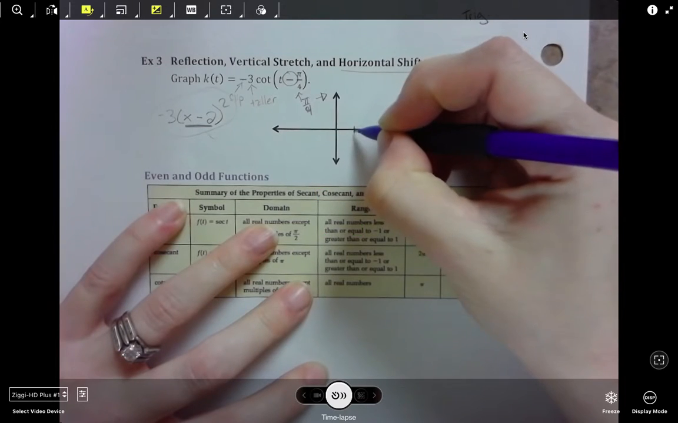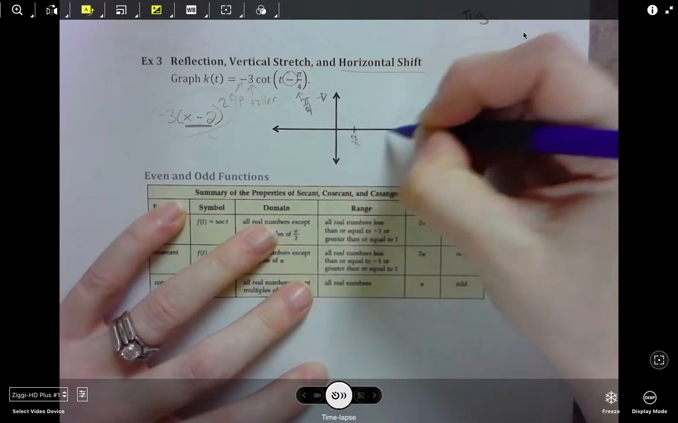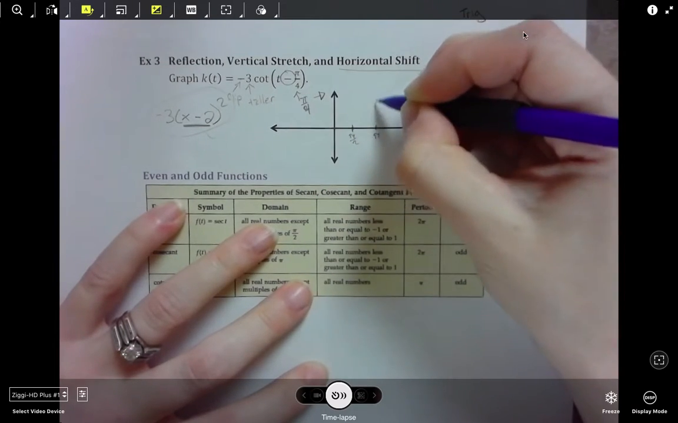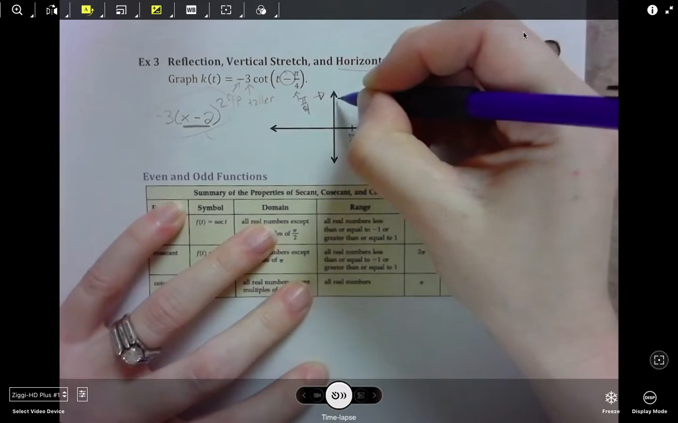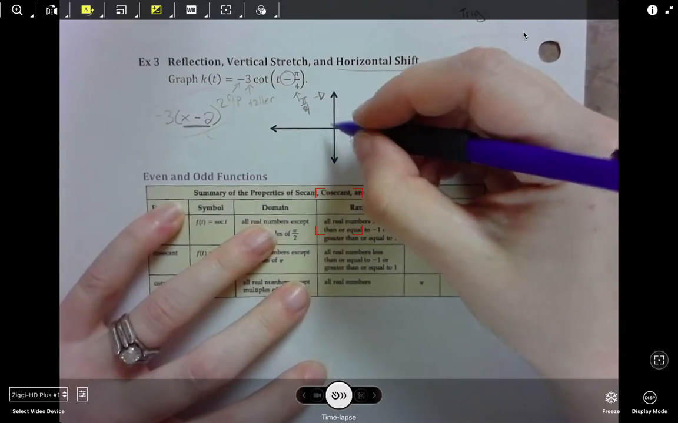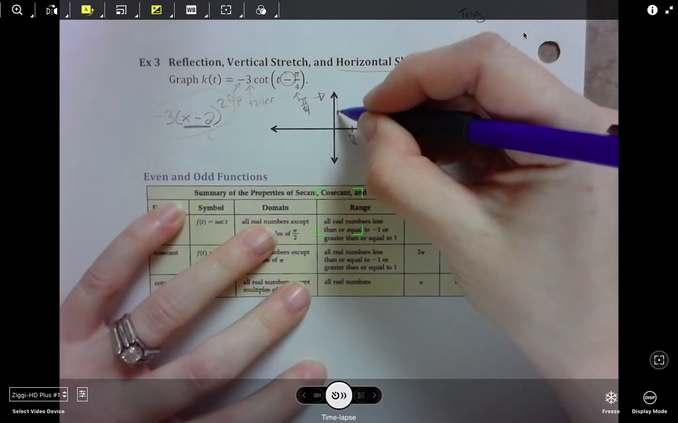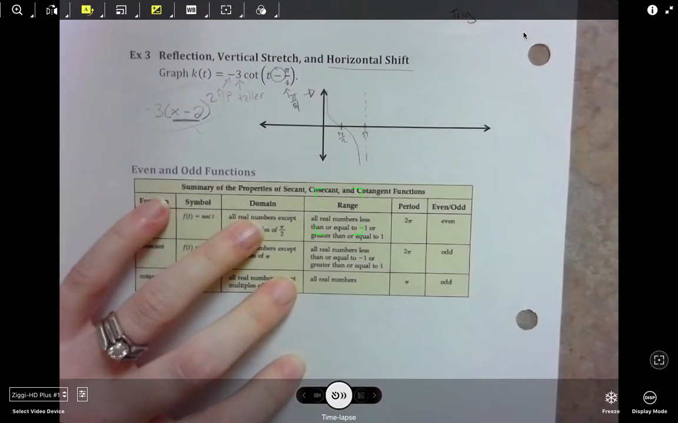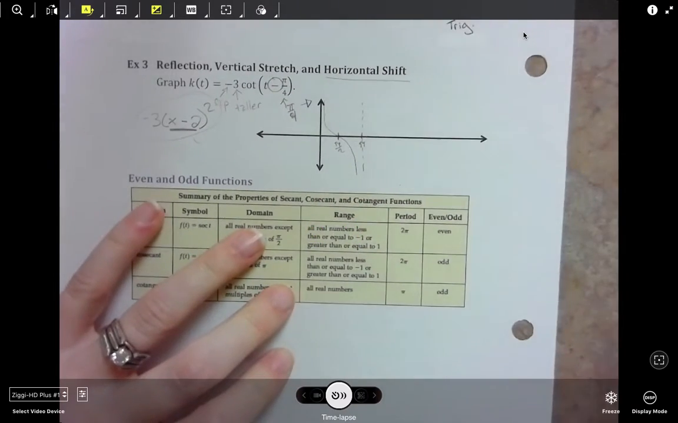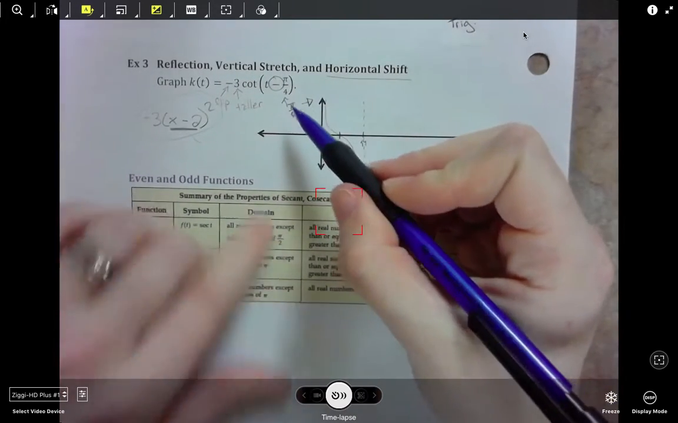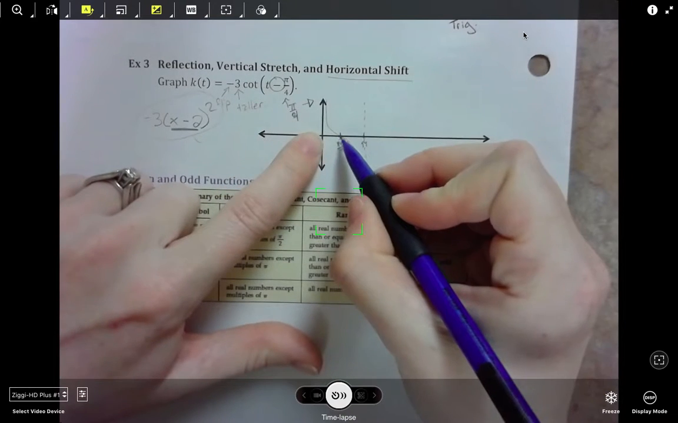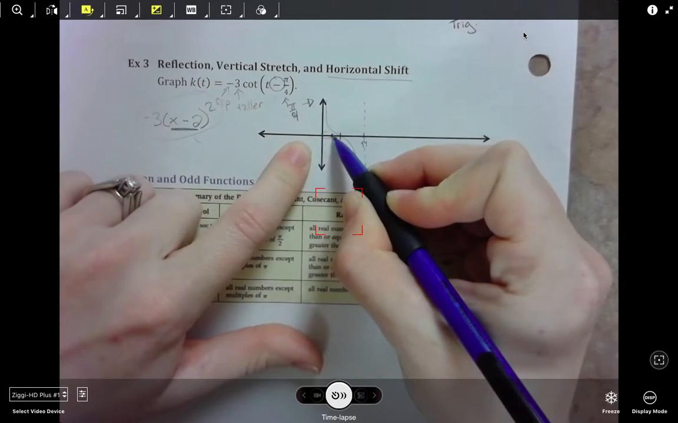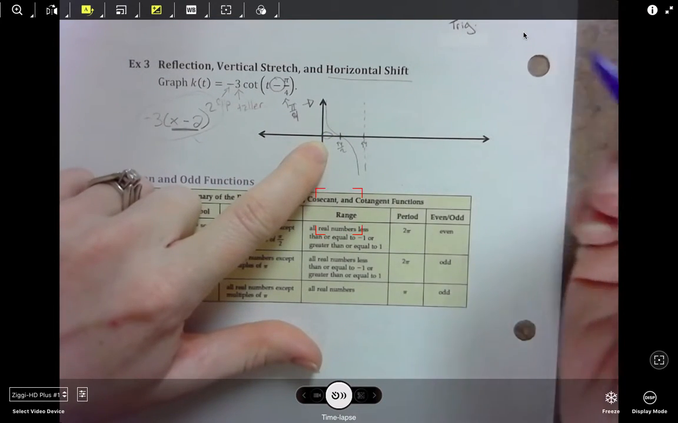Normal cotangent goes through pi over 2, and then here's pi, and here's my vertical asymptote, and what cotangent looks like is this guy. That's what the normal cotangent function looks like, okay? So what we've got going on here is we want to shift him pi over 4 units to the right. Pi over 4 is just this length right there, and that's all we're shifting him to the right.